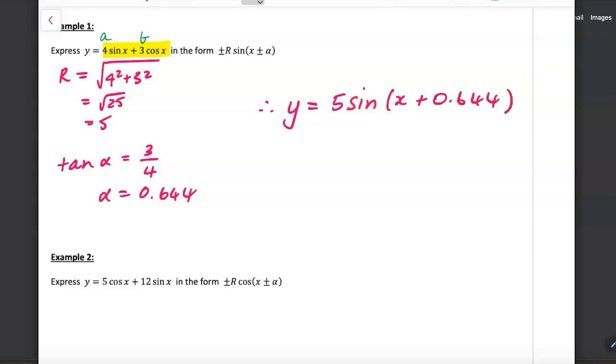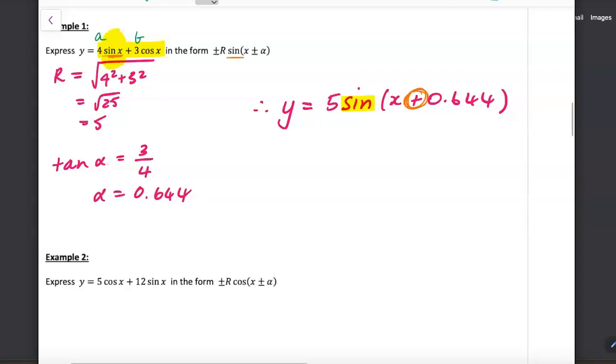I know I'm going to be using sine because my leading term was sine, and I know it's going to be plus because I'm dealing with the sine angle sum or difference identity. When I'm dealing with sine plus cos, I know that I'm going to have a plus in my angle identity.